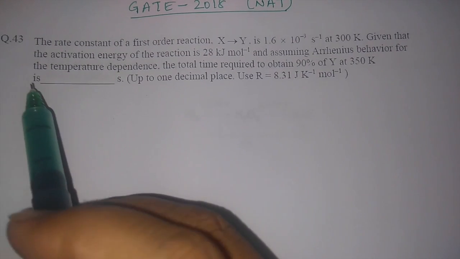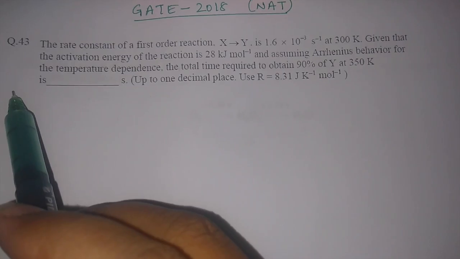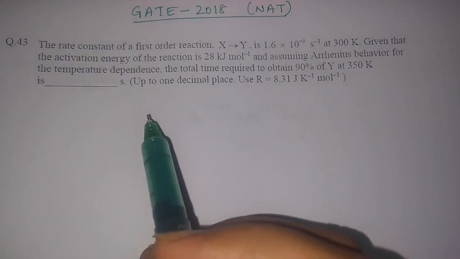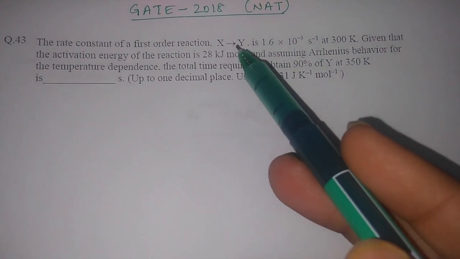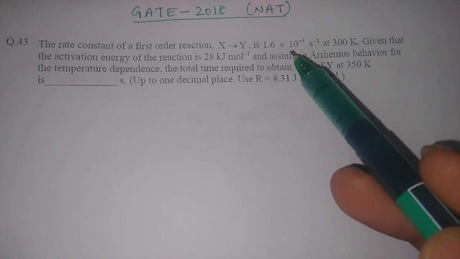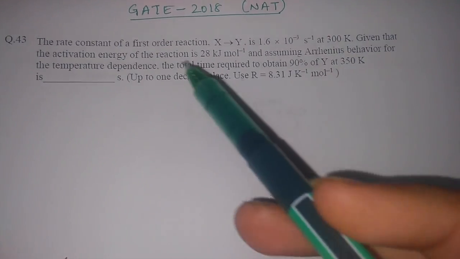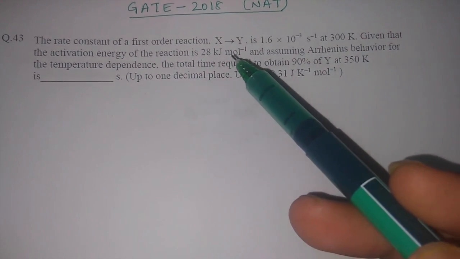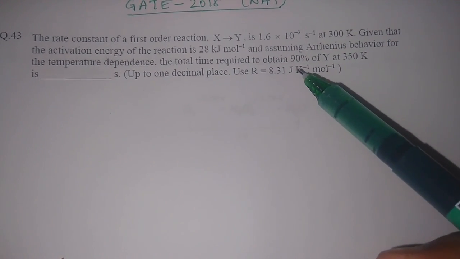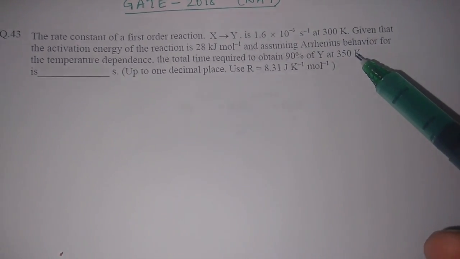In this video, I'm going to take question number 43, which was for 2 marks, and it is a numerical answer type question. It says that the rate constant of a first order reaction, X getting converted into Y, is 1.6 into 10 to the power minus 3 per second at 300 Kelvin. Given that the activation energy of the reaction is 28 kilojoule per mole, and assuming Arrhenius behavior for the temperature dependence, the total time required to obtain 90% of Y at 350 Kelvin is?